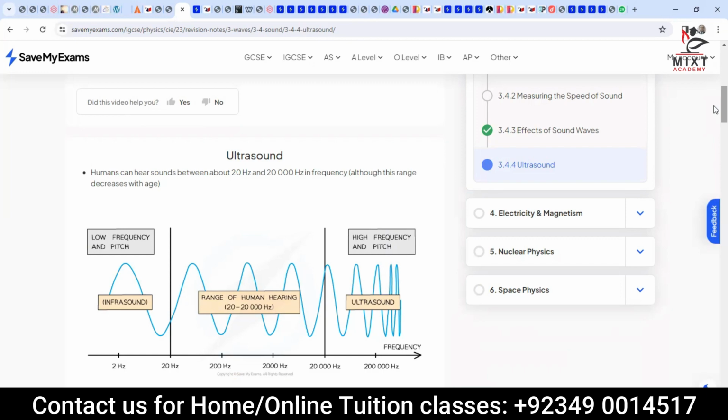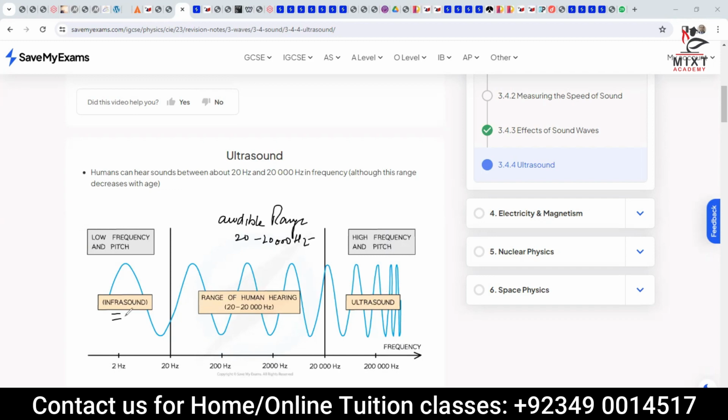So basically, the range of humans is 20 to 20,000 hertz. Remember that this is called the audible range. We can hear up to this range. If any sound is more than that or less than that, frequency wise, we cannot hear that sound. Ultrasound waves are the sounds which have a frequency more than that. This is called ultrasound, the bigger one, and this is called infrasound, which is less than that.